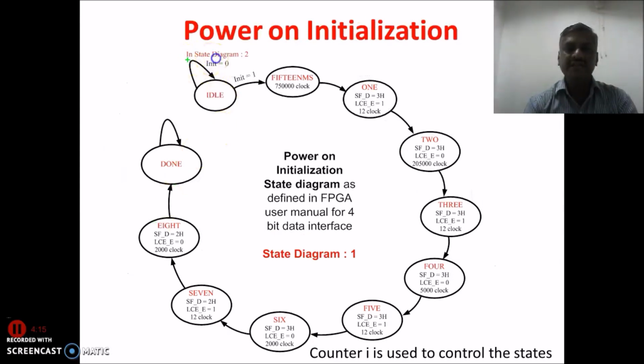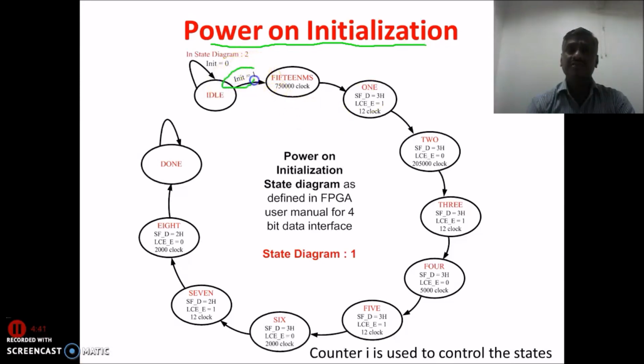Now here in state diagram 2, if init is equal to 0, it will remain in idle. If init is equal to 1, means we have initialized the state in state diagram number 2, which is the main state diagram. Then if init is equal to 1, until it becomes done in state diagram 2, it will remain in init itself. Now here, this is the command. Generally this is power and initialization. This process is provided by the manufacturer. I am using the Spartan 3E of the Xilinx FPGA. They have the user manual, and in the user manual they have given the steps.